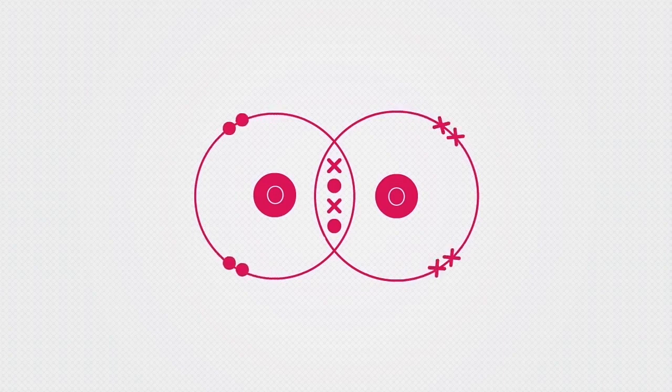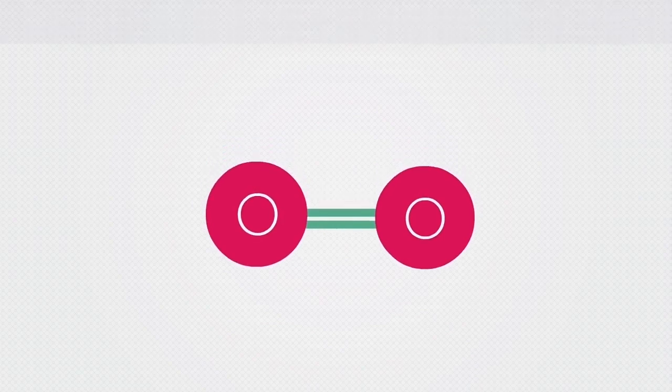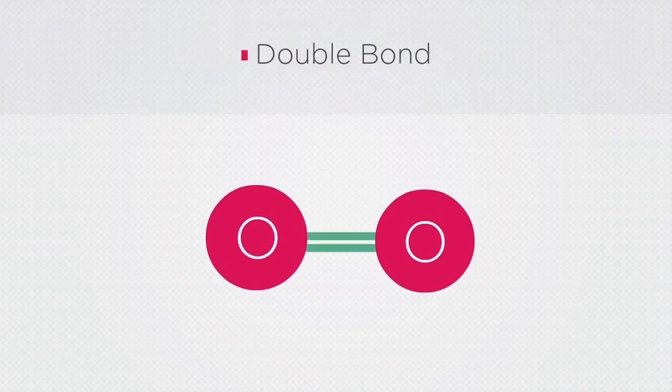The fact that there are 2 shared pairs of electrons in the middle, where the shells overlap, means that the oxygen molecule O2 has 2 covalent bonds connecting each oxygen atom. This is known as a double bond.